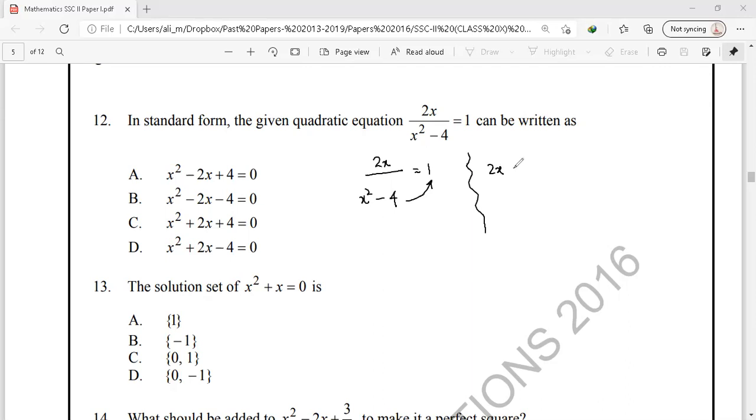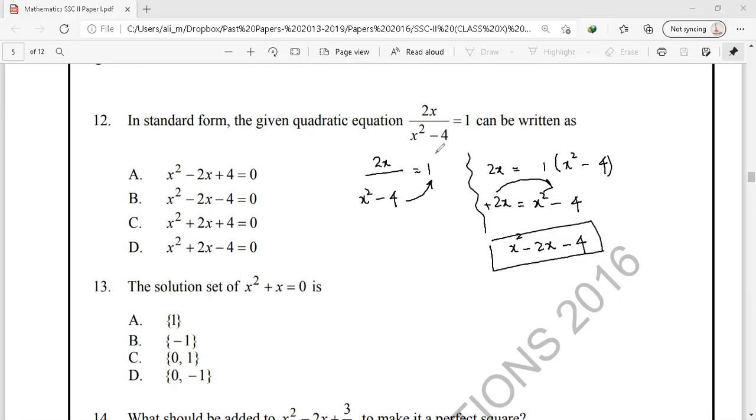So 2x will be equal to 1 multiplied by x square minus 4. So 1 will be multiplied with the x square minus 4. So 2x is equals to x square minus 4. This plus 2x would move to the right side of the equation. That would become minus 2x. So x square minus 2x minus 4 is the correct equation for this given question. So option B is the correct answer, that is x square minus 2x minus 4 equal to 0.